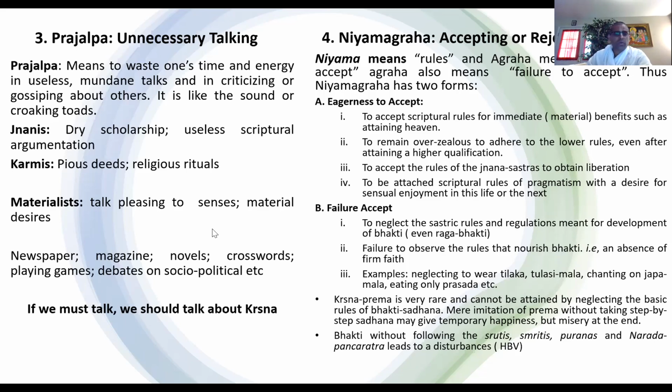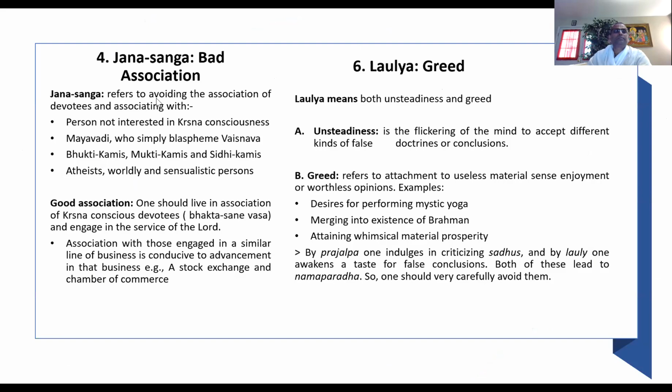So with both raga and dvesha, we should try to have a life that is fully balanced. Then Jan Sangha, bad association. Bad association means associating with people who are not interested in Krishna consciousness, people who are criticizing the Vaishnavas, people who are after bhukti. Bhukti means sense enjoyment. Mukti means liberation. Siddhi, those who are after some mystic potency. So people who are after bhukti, mukti, or some mystic potency, people who are atheists, all of that type of association, Prabhupada is saying in the purport, should be avoided. We should not be associating with people who are not interested in being Krishna conscious.